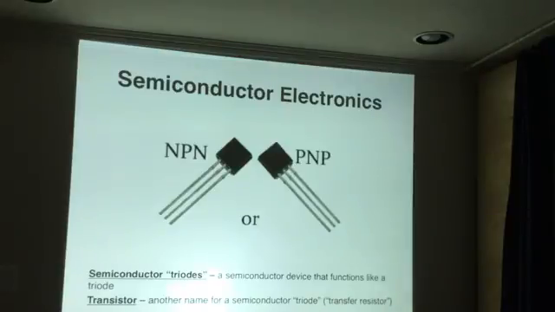Another name for a triode semiconductor is a transistor. And obviously, I think the term transistor is probably pretty commonly known amongst people for things like the transistor radio, etc. Now, transistor is just a shortened version of the words transfer resistor. This allows for the transfer of resistance from one portion to another portion of the device.